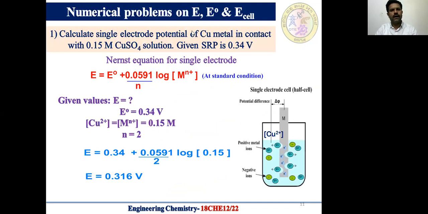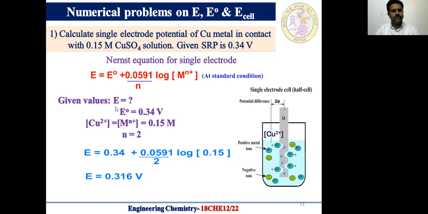Let's take an example. Calculate the single electrode potential of copper metal in contact with 0.15 molar copper sulfate solution. The given standard reduction potential value is 0.34 volt. So here they have given standard condition, hence we can choose the Nernst equation for single electrode at standard condition, that is E is equal to E naught plus 0.0591 divided by n, log of concentration of the metal ions.